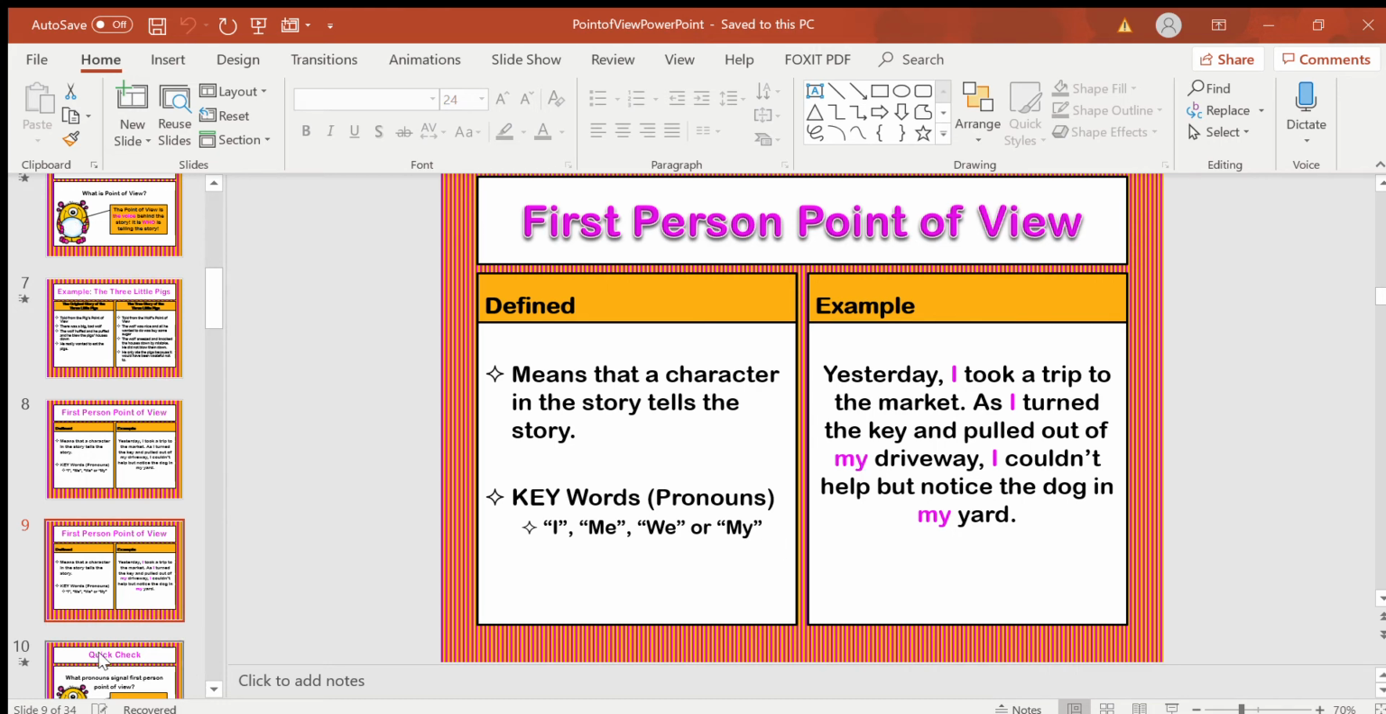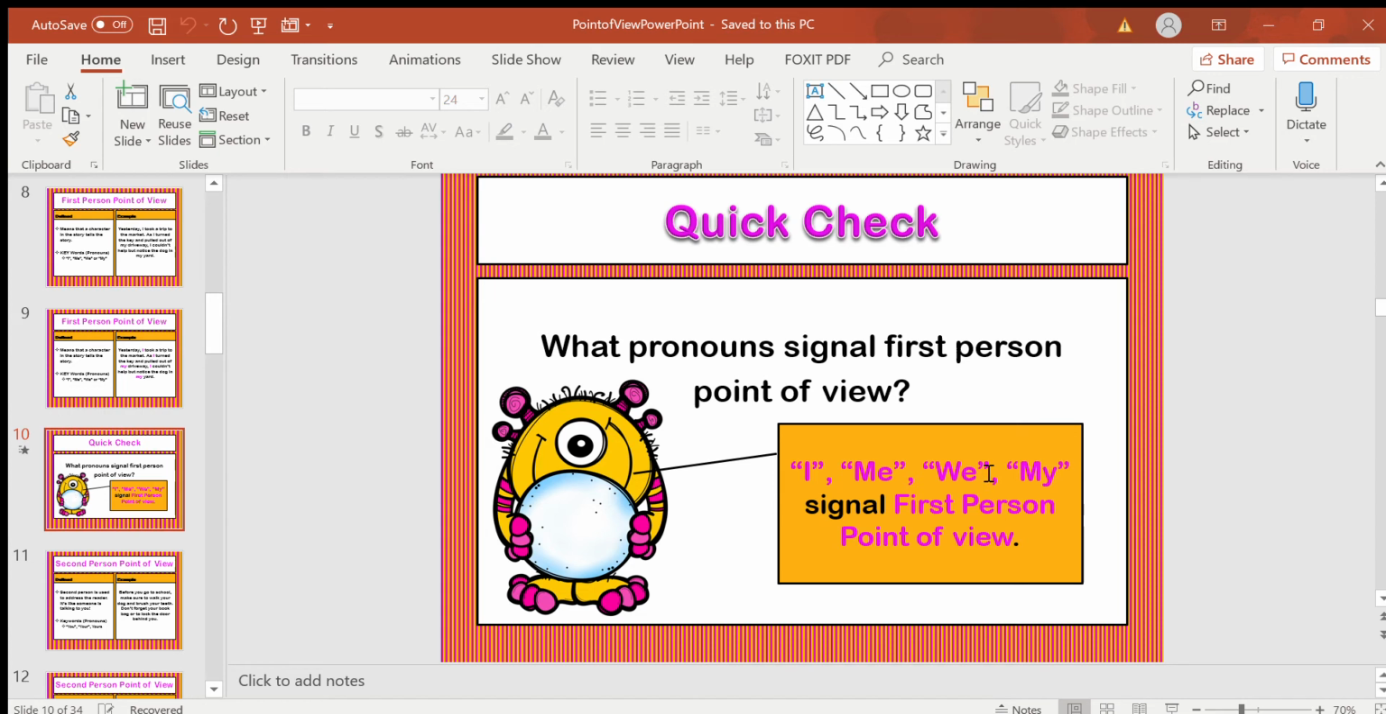Quick check. Pretend that this isn't here. What pronoun or keyword signal first person point of view? How do we know when it's first person? What keywords help us decide? Tell someone you're sitting with, or talk to yourself. It's okay to talk to yourself. I talk to myself all the time. If you said I, me, we, my, you are correct. Right here. These are our signal words, or our keywords that help us decide whether or not it's first person.